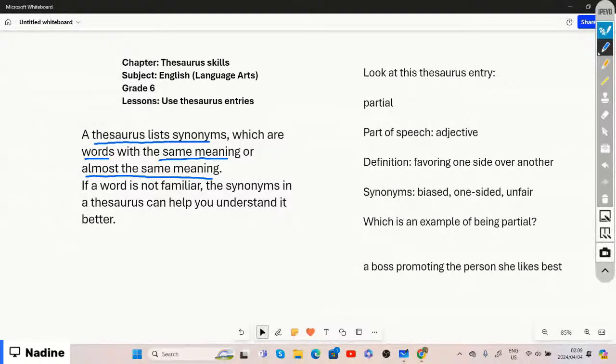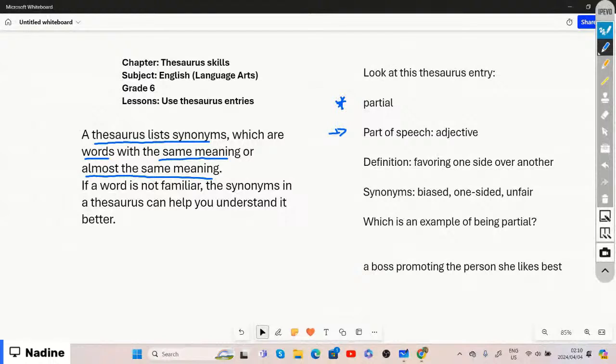All right, so if we look at this example over here of one of the thesaurus entries. Here we have the word partial. So they gave us the word partial, right? And usually, what they do with the thesaurus entries is they give you the part of speech. So they will either tell you if it's a verb, a noun, an adjective, an adverb, or so on, right? So then you can also have some form of idea of, okay, this is actually a describing word, this is actually a doing word, or so on, right?